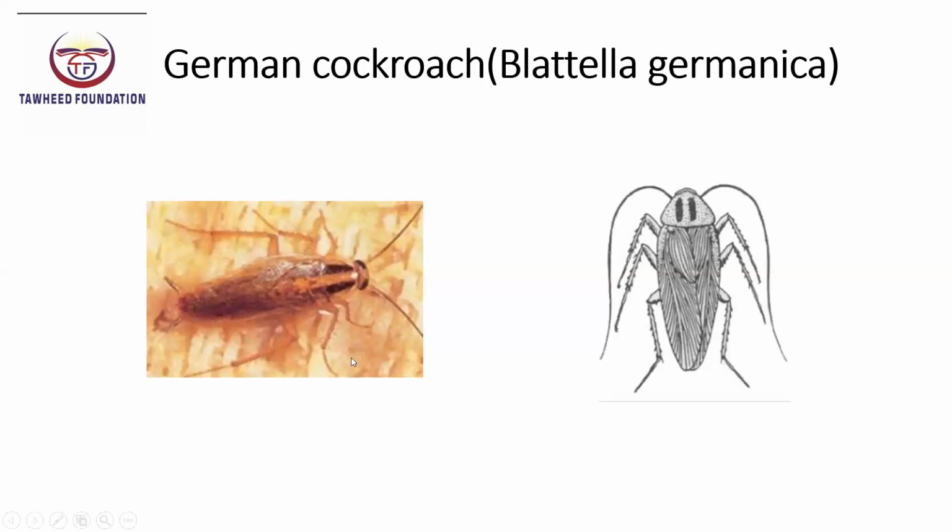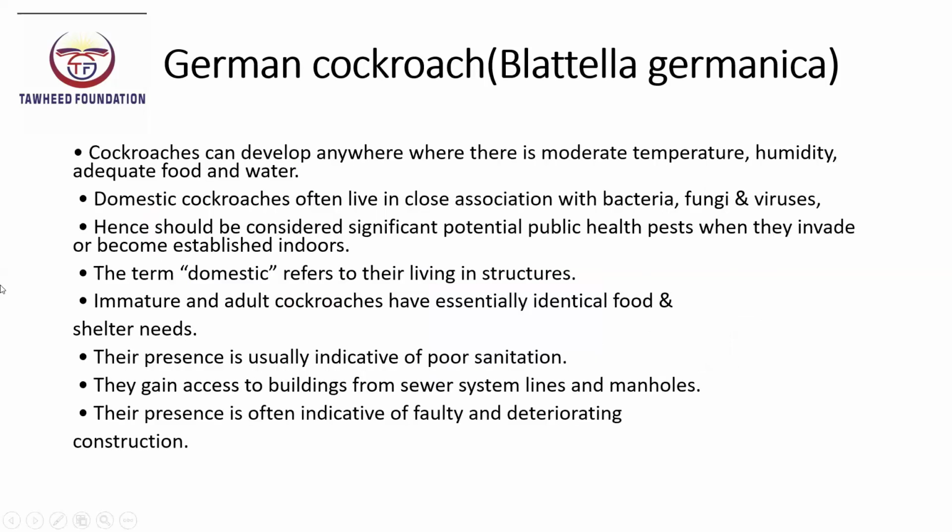This is the image of the German cockroach, Blattella germanica. German cockroaches can develop anywhere there is moderate temperature, humidity, adequate food, and water. Easily, you can see cockroaches at home if you do not maintain hygiene or if you keep leftover food. Cockroaches can easily come into kitchens.